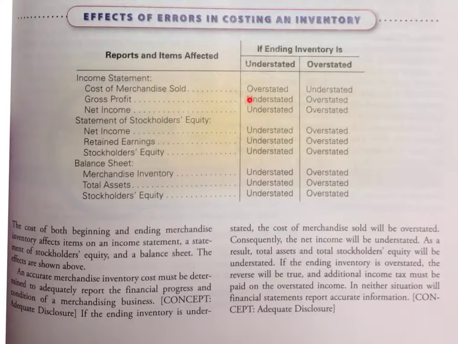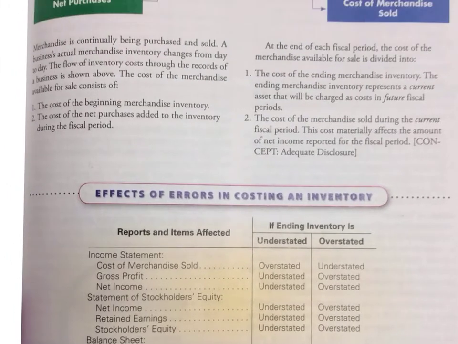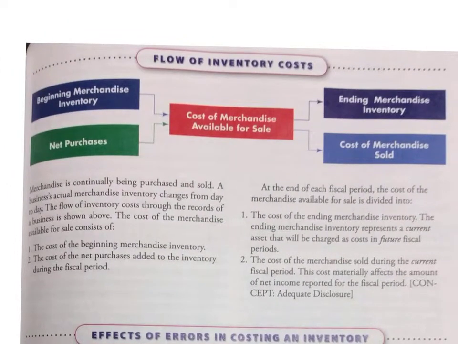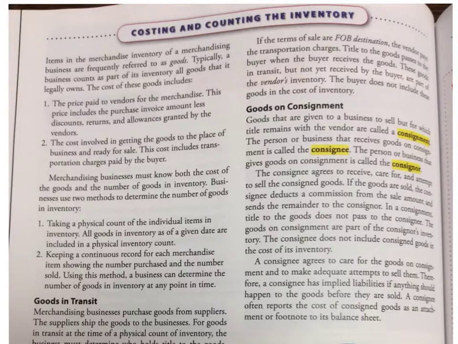So both of these, this chart here, and then also this little diagram at the top of the page would be good things to put in your notes just as a quick reference, because you'll be dealing with them as we go forward. In the book, they're going to refer to our merchandise inventory as goods. That just means it's part of our inventory, all goods that we legally own.